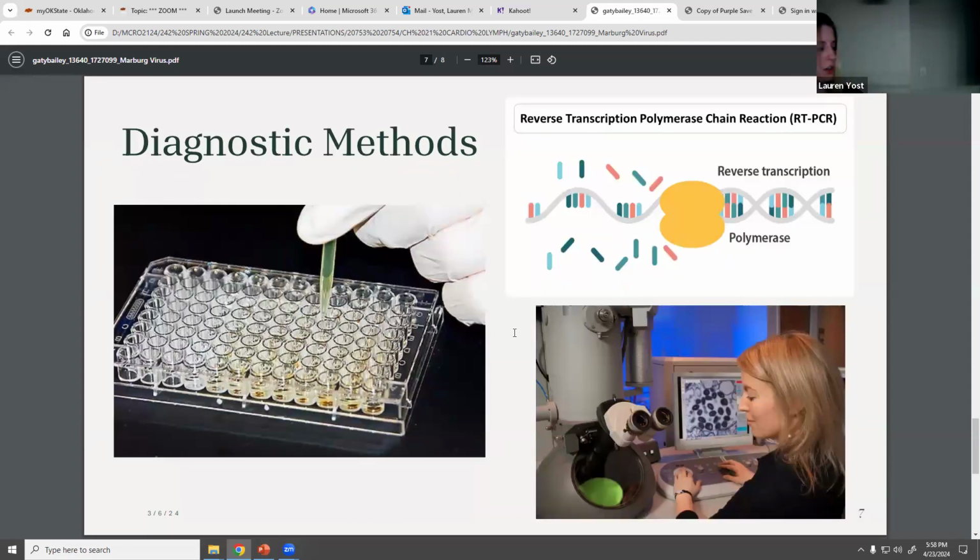So diagnostic methods. Since Marburg symptoms are similar to other hemorrhagic fevers, laboratory diagnostic tests such as ELISA, serum neutralization test, RT-PCR assay, virus isolation by cell culture, and electron microscopy are required for an accurate detection by healthcare professionals.